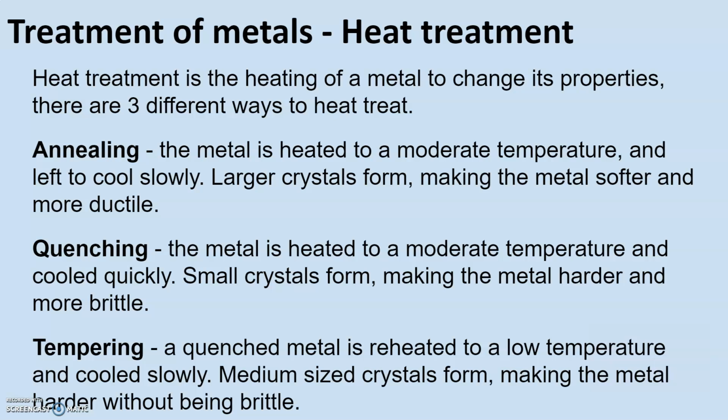This causes smaller crystals to form as it cools rapidly. But there are large gaps between the particles, therefore it makes it more brittle. It's really hard but brittle. So we'll do a small prac on this next week. Annealing, right, is heating to a moderate temperature again, but we allow it to cool slowly. We have larger crystals and the metal becomes softer and more ductile.